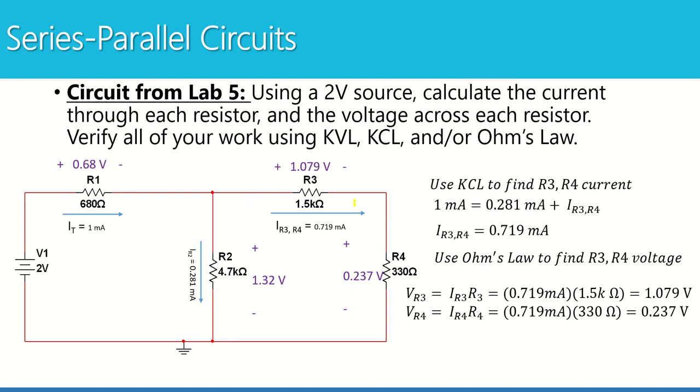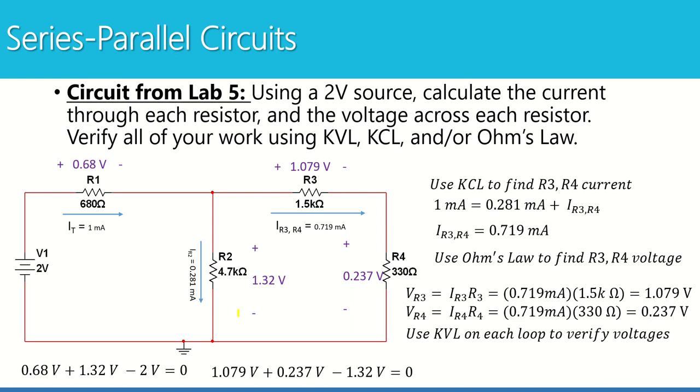And last but not least, I can perform a KVL around this closed loop to check my work. I know that plus 1.079 volts plus 0.237 volts minus 1.32 should give me something very close to 0. And if I add those up, I will see that. So there's my equation for this loop. I also did a KVL equation for the first loop as well. That's what this equation is down here. We did this equation earlier. And here's my KVL for the second loop right down here.